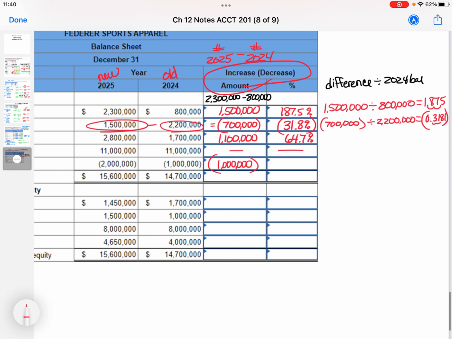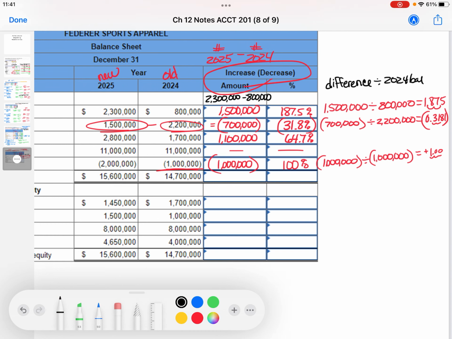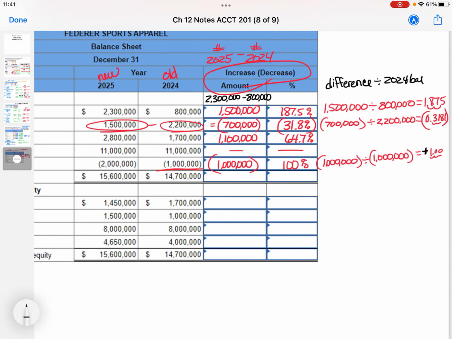Now when you take this one, you're going to take negative a million and divide it by the base year. The base year is also negative 1 million. See that? When you take two negative numbers and divide them, your answer will be positive. So your answer is going to be 1, which converts to 100%. But it's positive. Two negatives result in a positive number.